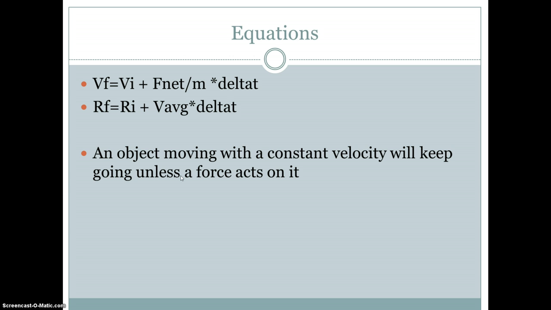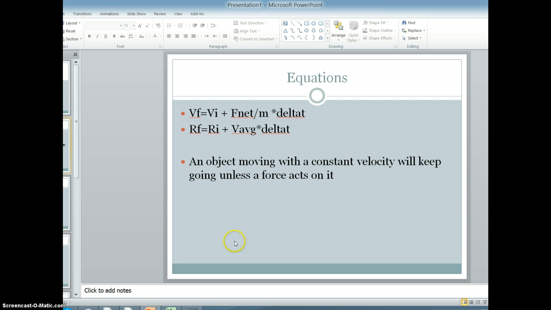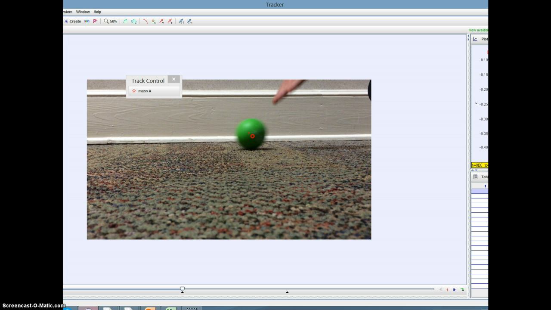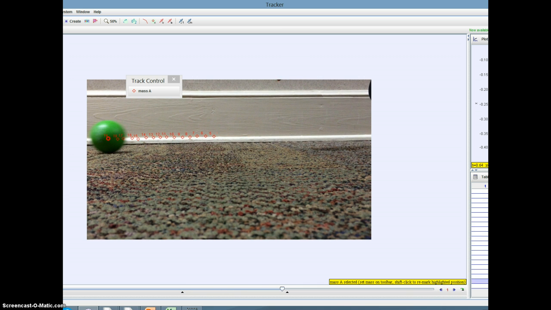And Newton's second law pretty much says that an object moving with a constant velocity will keep going unless a force acts on it. So this is our model itself, the ball moving in the negative x-axis with a constant velocity.